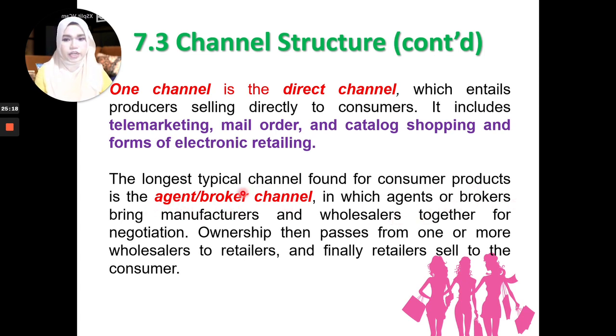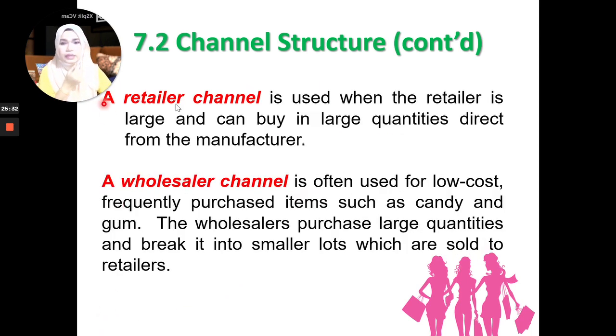Here the agent and broker will bring the manufacturers and wholesalers together for the negotiation, and ownership then passes from one or more wholesalers to the retailers, and finally retailers will sell to the consumers. While the retailer channel is used when the retailer is large and can buy in large quantities direct from the manufacturer. Now, not all retailers can afford to buy in large quantity. Wholesaler is also the merchant wholesaler, it's the same thing.